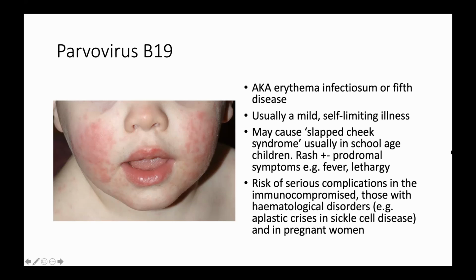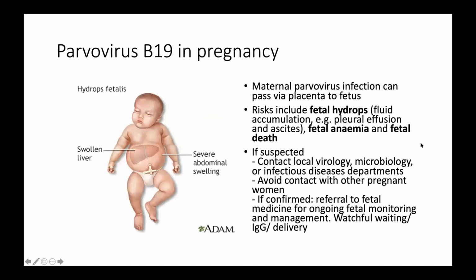But it's dangerous in immunocompromised individuals. It's dangerous in individuals with hematological problems. You might have heard of sickle cell disease patients getting aplastic crises from parvovirus B19. And it can be dangerous in pregnant women, and that's why we're going to just briefly mention it here. So maternal parvovirus infection, especially if the mother has never been exposed to parvovirus before, can be dangerous because the virus can pass straight from the mother via the placenta to the fetus. And it effectively causes anemia in the fetus, such that the fetal circulation becomes hyperdynamic and the baby effectively can't cope with the anemia, and it develops heart failure, which results in fetal hydrops.